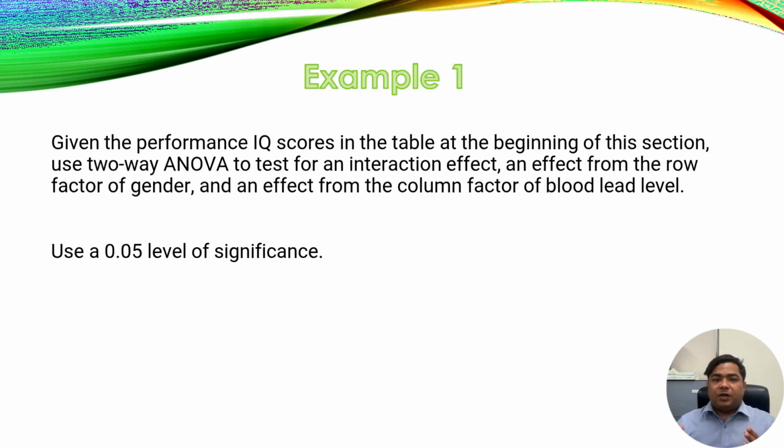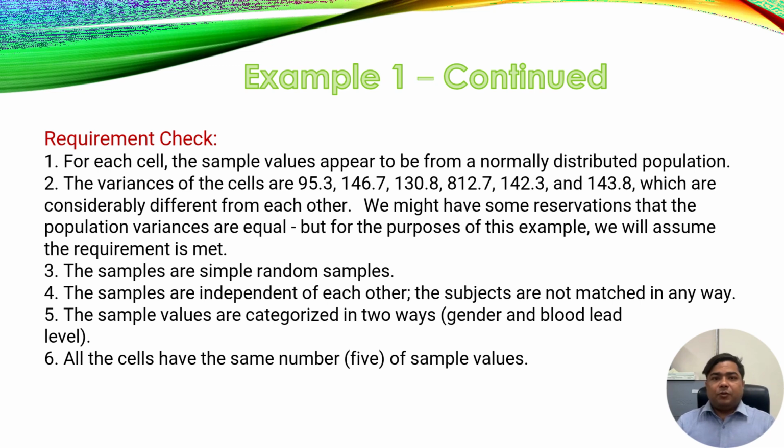We will apply two-way ANOVA to analyze performance IQ scores. Our goal is to test for interaction effects, gender effects, and blood lead level effects. The significance level is set at 0.05. The requirement check confirms that each cell's sample values are from a normally distributed population. Despite variance differences, we assume equal population variances. Samples are simple, random, and independent, categorized by gender and blood lead level, with 5 values per cell.